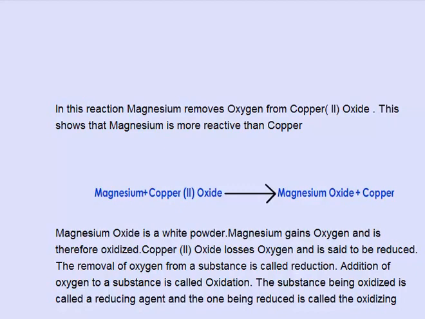Magnesium oxide is a white powder. Magnesium gains oxygen and is therefore oxidized. Copper 2 oxide loses oxygen and is said to be reduced. The removal of oxygen from a substance is called reduction. Addition of oxygen to a substance is called oxidation. The substance being oxidized is called a reducing agent, and the one being reduced is called the oxidizing agent.